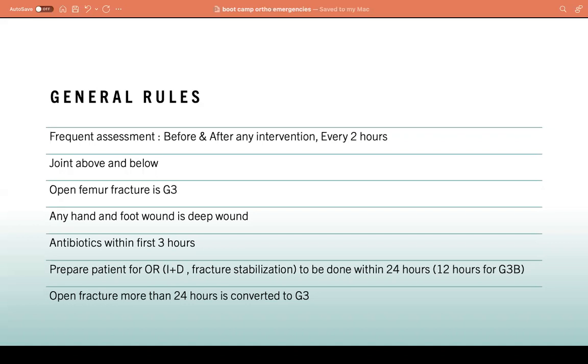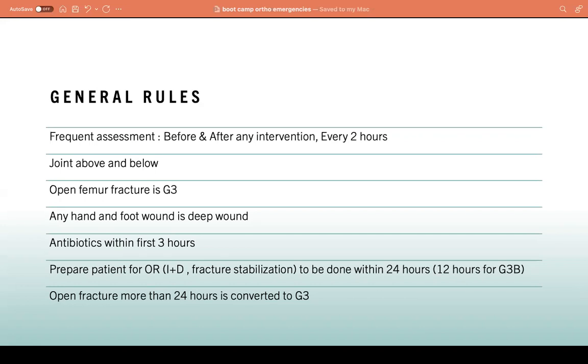If you have a femur fracture with an open wound communicating with the fracture, this is a type 3, because the femur is a large bone and there is a lot of soft tissue, so you need a really high energy trauma to have an open fracture of the femur. So it's directly Gustilo 3. Some people argue about this, but at least you know that an open femur fracture means an extremely high energy mechanism. Okay. If you have any wound in the hand or foot, it's a deep wound.